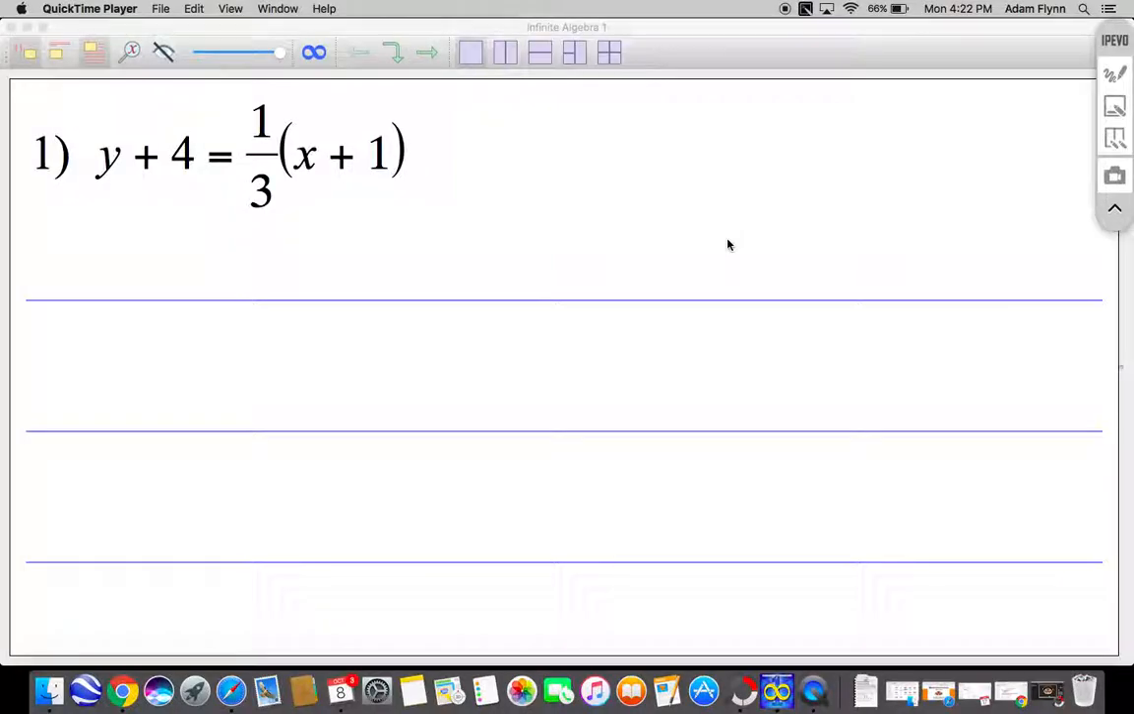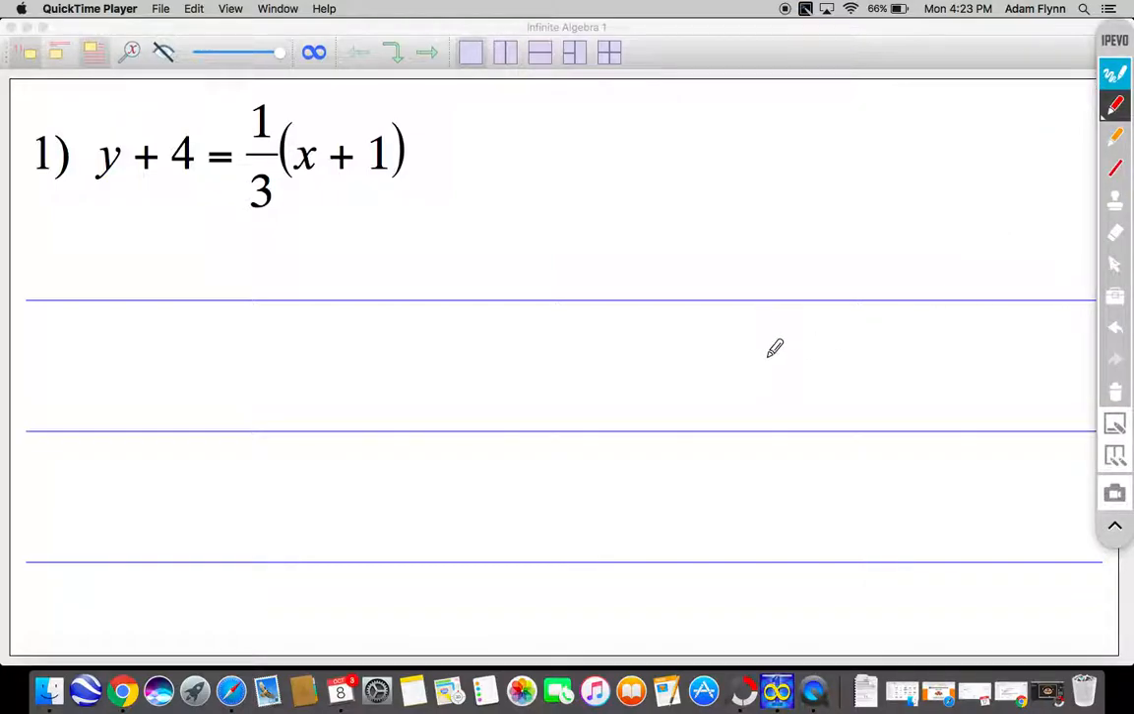This is the example video for recognizing equations of lines. So looking at your paper, this should be the first problem on there, and we are trying to figure out what form the linear equations are in. So taking a look at number one, we have y and x on opposite sides. So when y and x are on opposite sides, that means it is in either slope-intercept form or point-slope form.